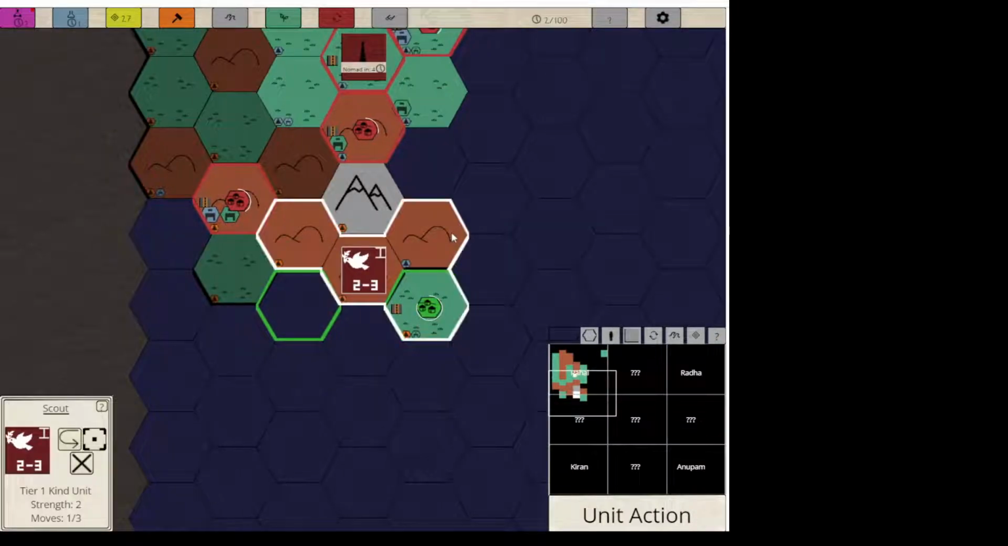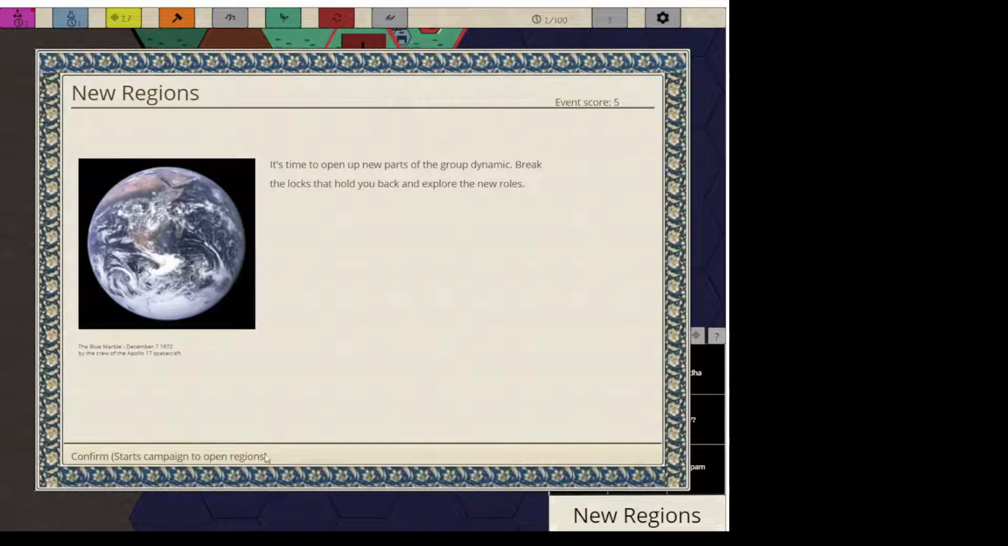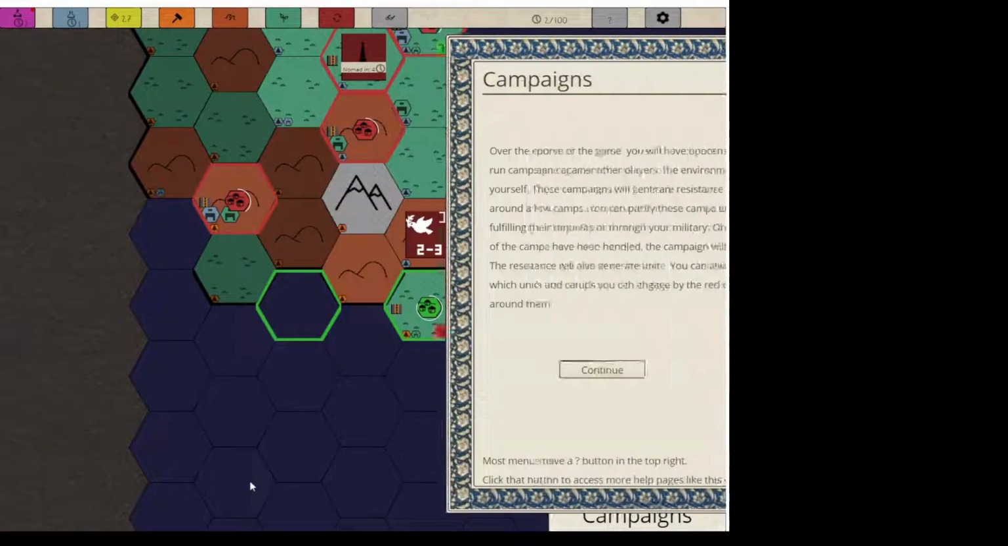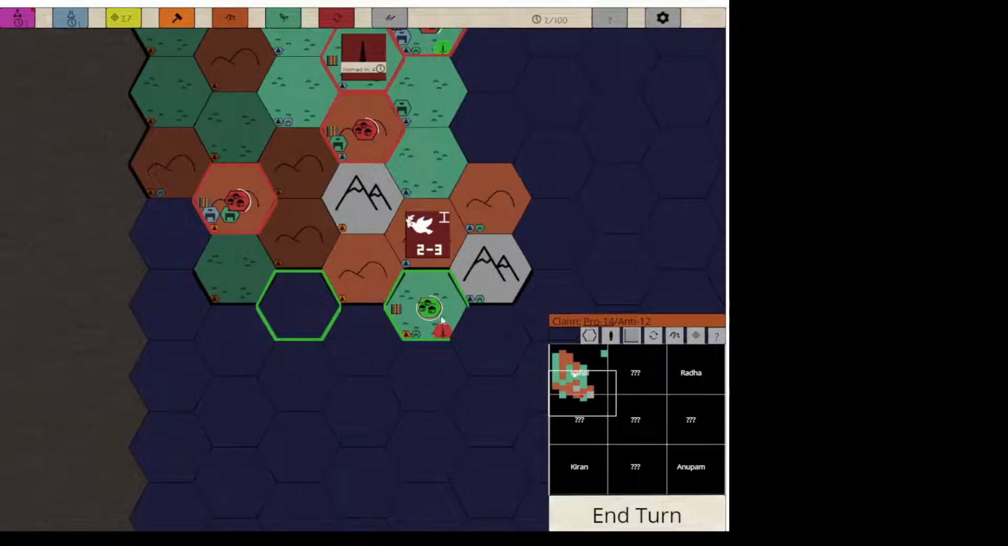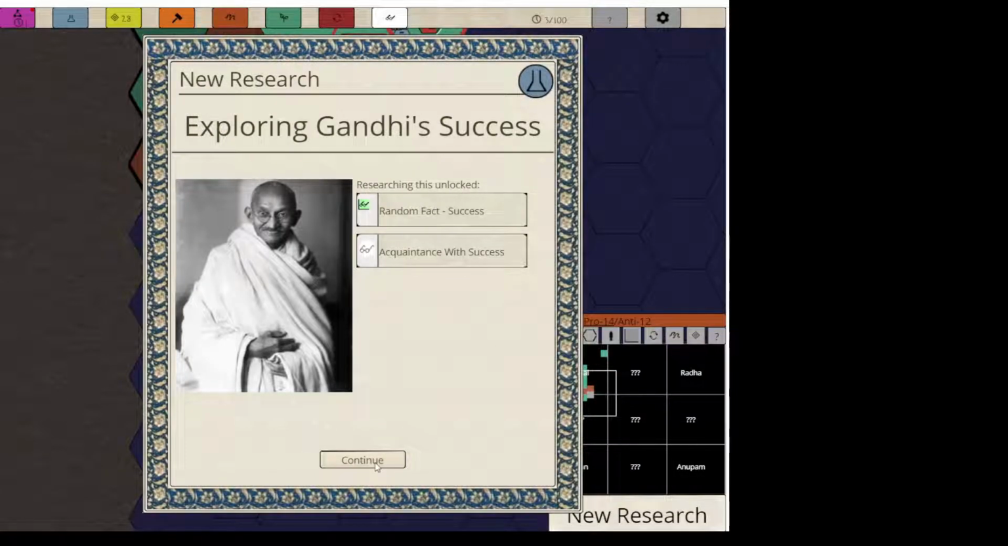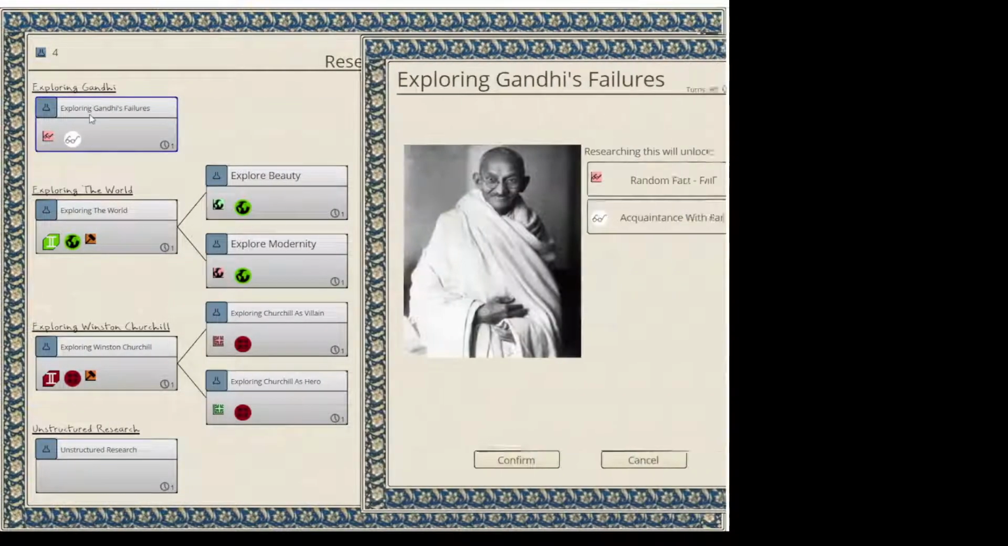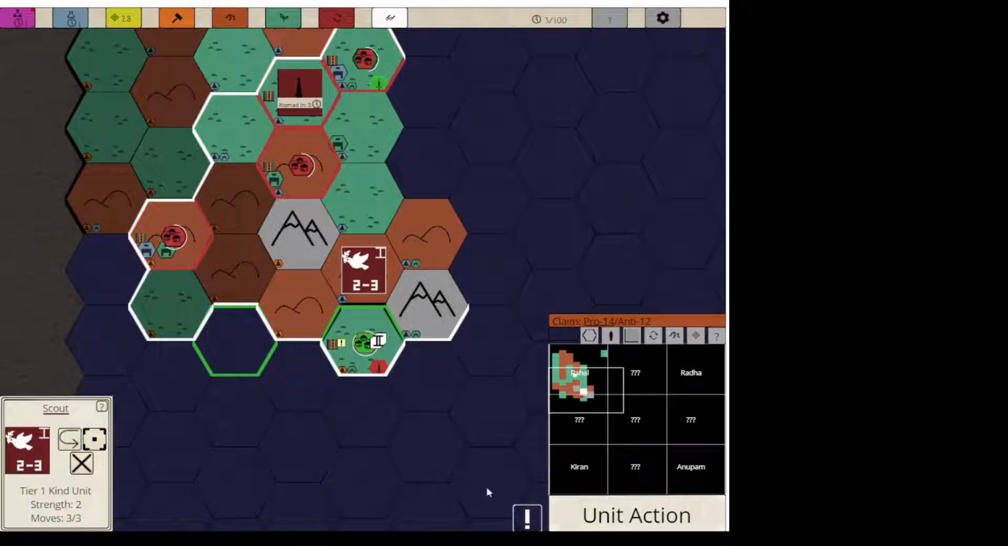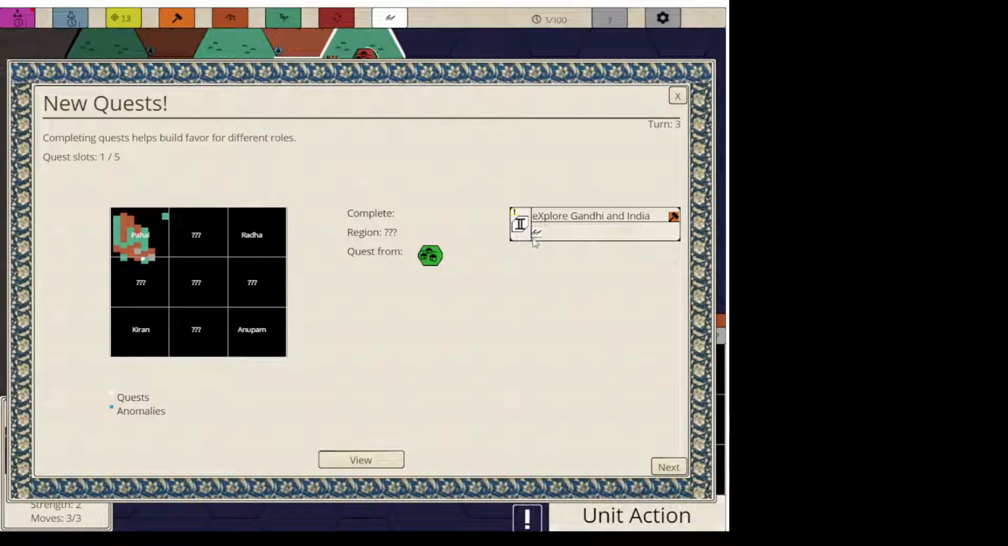So right now I'm just exploring a little bit more. Over here we have found our first lock. Basically, to get out of the home region and into the next region, there are some camps that function as locks into that region. So we've started a campaign to open up those locks, and we can either do that through unit combat or through just filling out the quests that each of these camps give us.